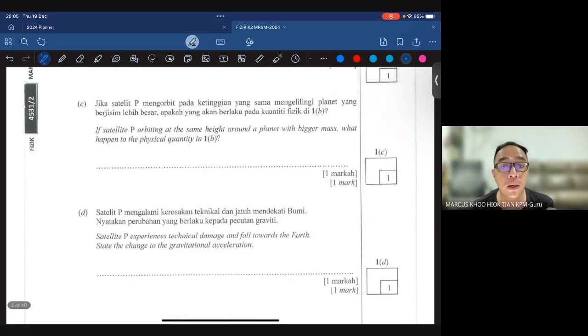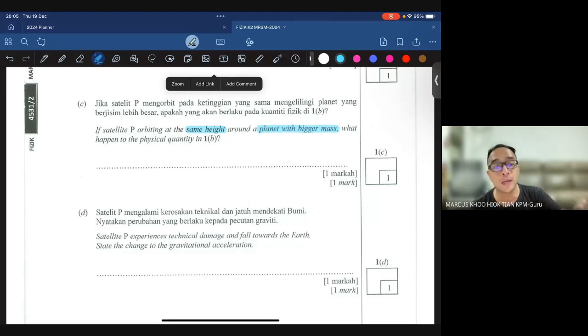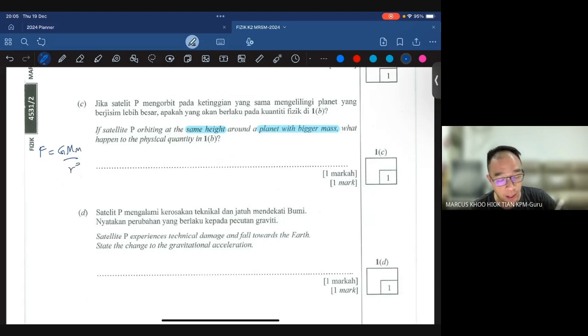If satellite P is orbiting at the same height, so the keyword is same height, around a planet with a bigger mass, that means if you take a look at the formula as I said just now, F equals G m over r squared. What happens to the physical quantity in 1b, which is asking what happens to F? If we increase the mass over here, obviously F also will increase. I think this is quite straightforward. I don't think there's really much to it, but the formula does help us.